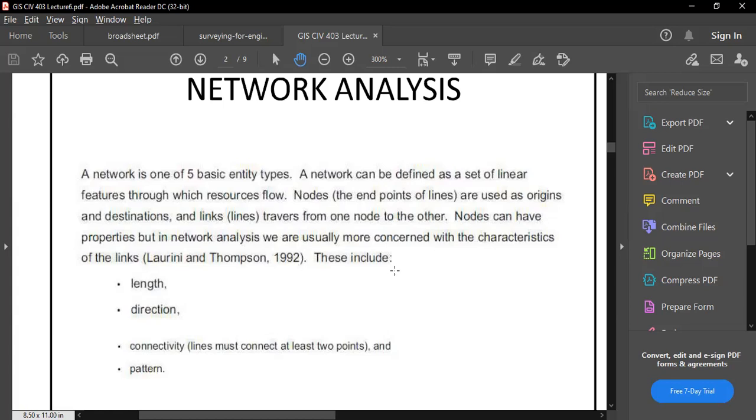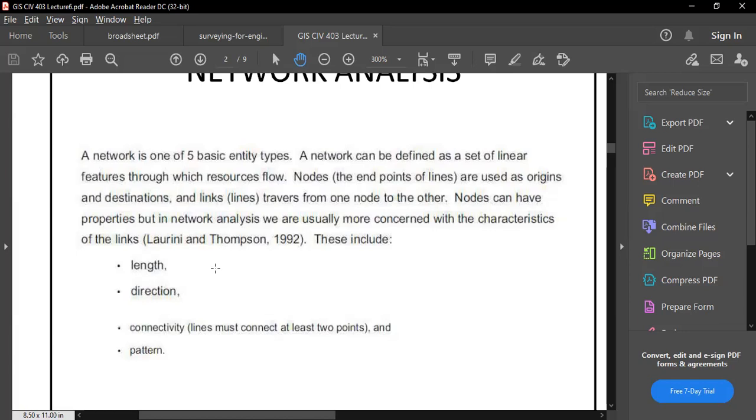Okay, all right. Nodes can have properties, but in network analysis, we are usually more concerned with the characteristics of the link. So you will see why we're not talking much about the attributes of the node, the junction itself, because the junction can have a few attributes associated with it. They may not be so interesting. That's all I can say. Is that okay? All right.